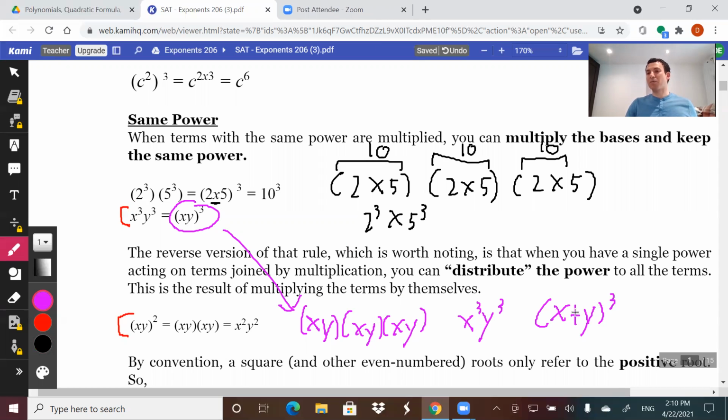If you had x plus y to the 3rd, you cannot distribute across addition or subtraction. You can never do that. And you'll see that on the test, and they'll have bogus answers that assume that you've made that mistake. So you have to be really careful of that.